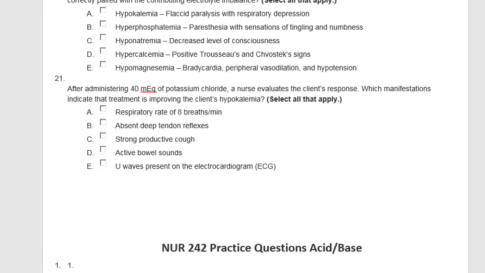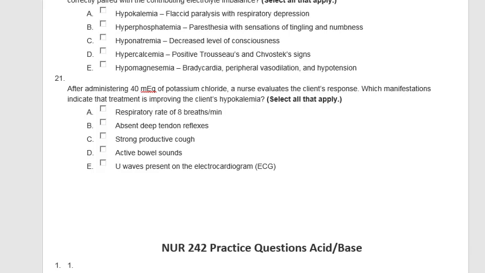Respiratory rate of 8. No. That would mean the potassium level is getting lower. Remember, because low potassium slows down everything. Absent deep tendon reflexes. Again, no, that would mean the potassium is getting lower because the low potassium means slowing things down. Strong productive cough.